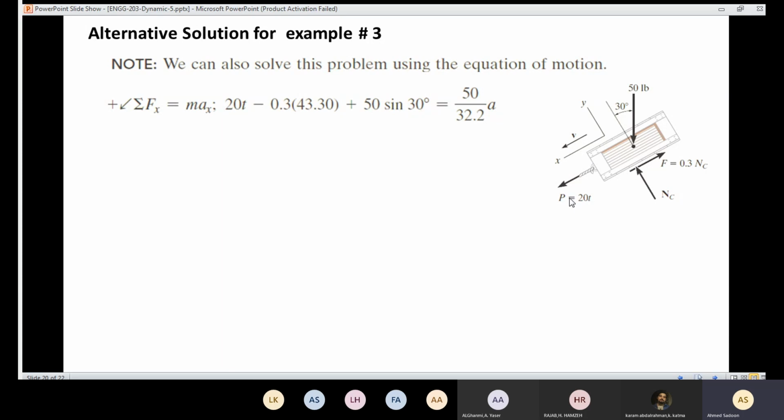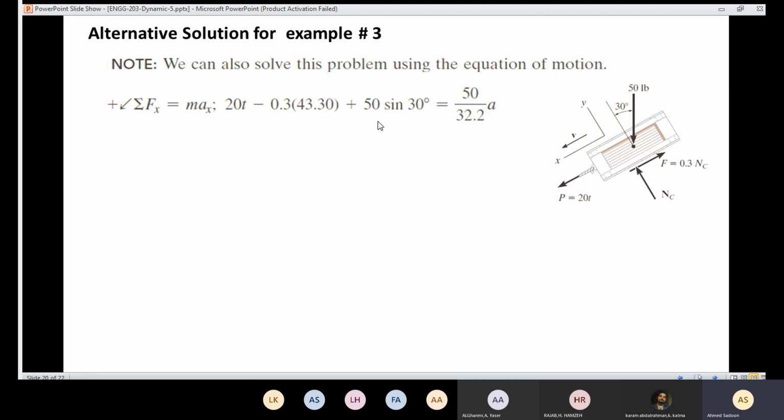I'm going to have 20t. I'm going to have the frictional force, and I'm going to have the component of the weight in this direction, which is 50 sine 30. If I apply the forces in the y-axis, the value of N is going to be 50 cosine 30. So I can know the value of N. I'm going to put it here.